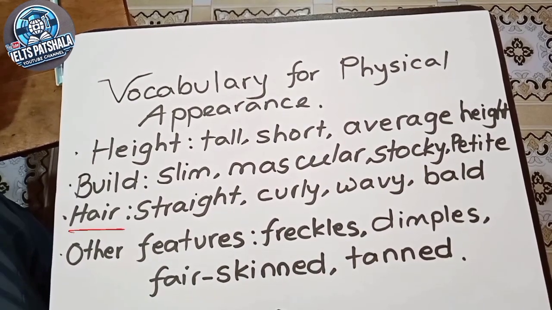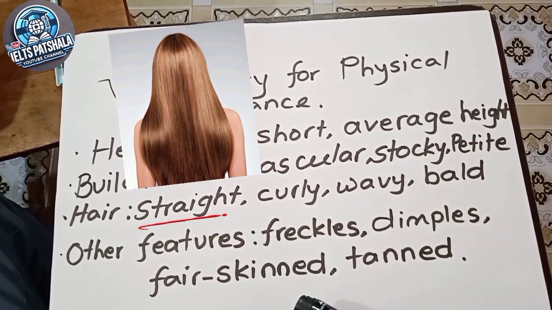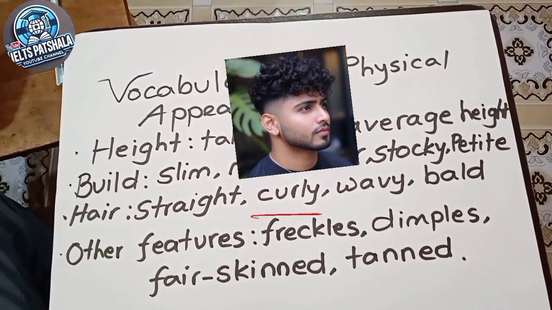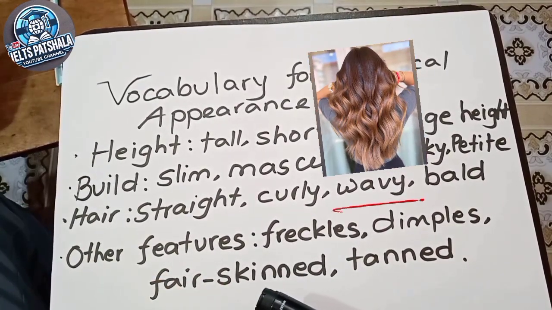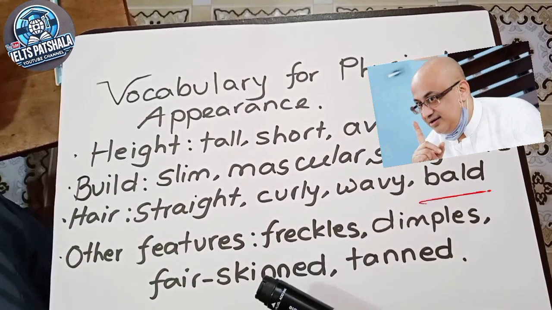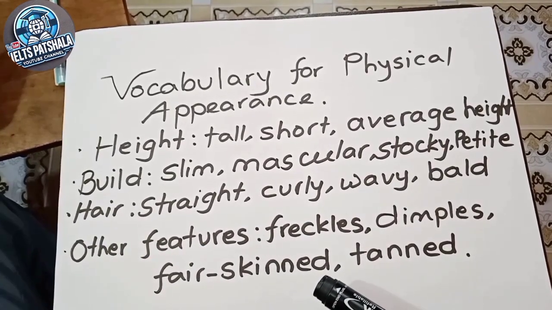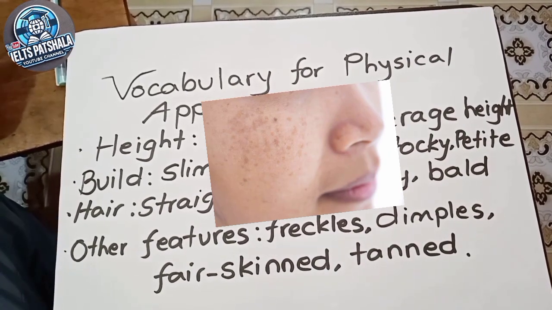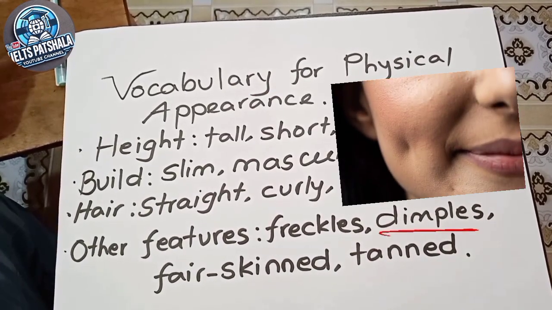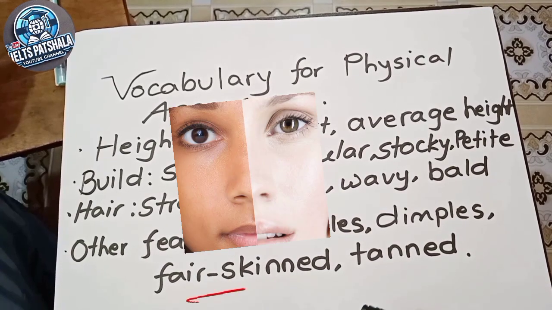Hair, you can describe hair as straight, like perfectly aligned hair strands, curly if it forms tight curls, wavy if it has soft waves, or even bald if someone doesn't have hair. Other features, you can talk about distinguishing features like freckles, those tiny spots on someone's face, dimples, the little indentation on cheeks when someone smiles, fair-skinned for skin color.